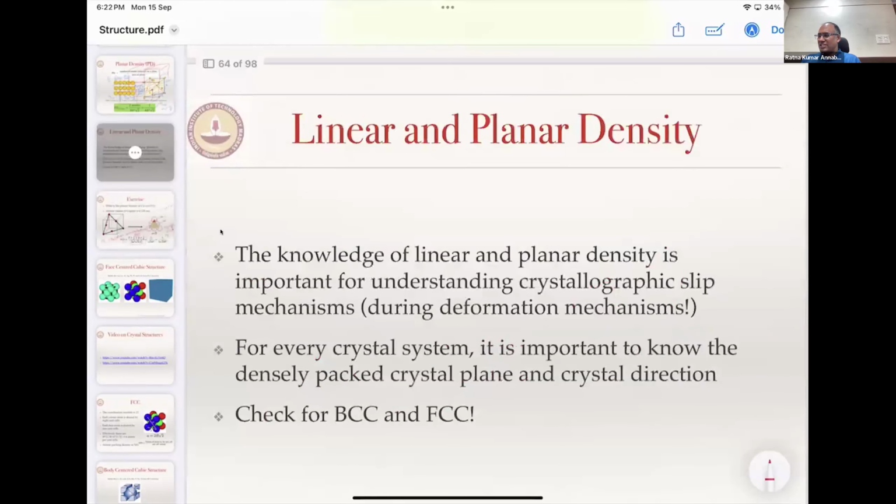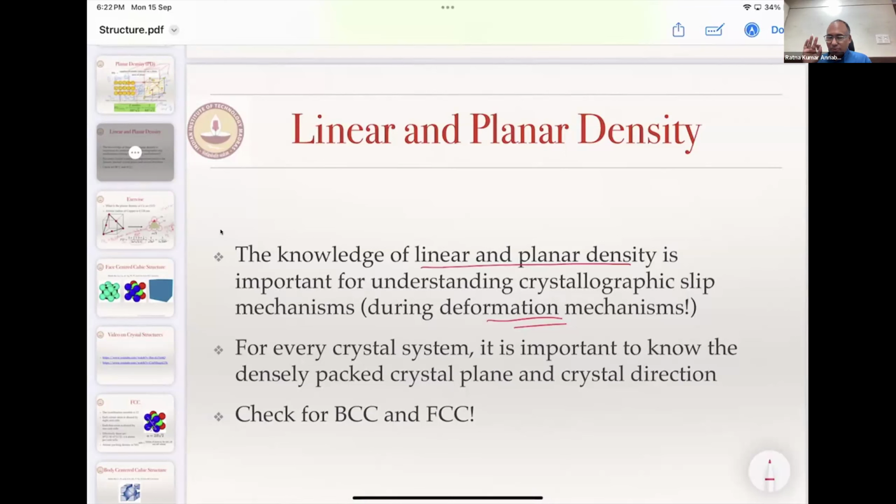So why are we interested in linear density and planar density? Because the knowledge of linear and planar density is extremely important for us to understand the deformation mechanisms. We will talk about slip in crystalline materials in the next module. That is where we need to understand the reason for certain deformation procedures, and that is strongly dependent on the crystal structure. The mechanism underlying the deformation will be revealed by knowing the values of linear density and planar density.